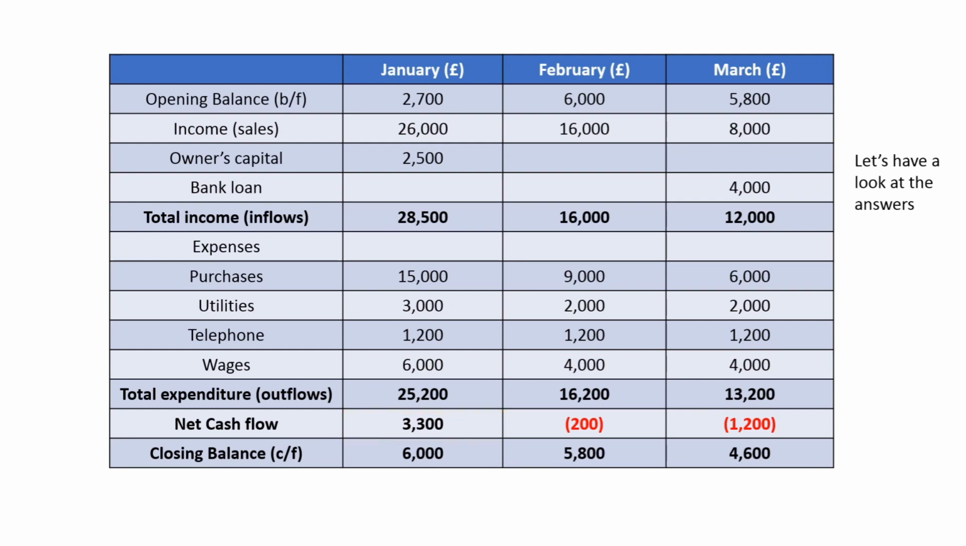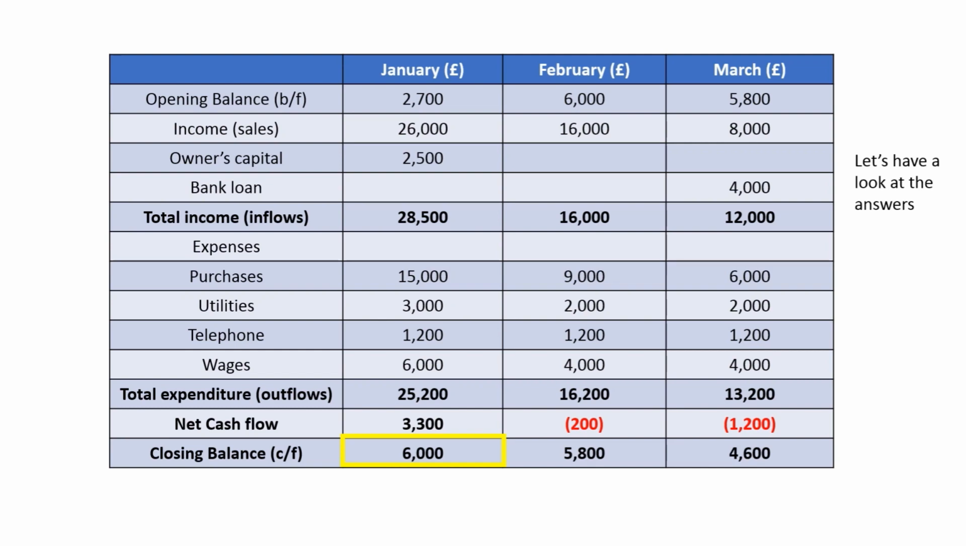We then conclude with our closing balance. How do we get our closing balance? The formula is opening balance plus net cash flow. So in January, our opening balance was 2,700. We then add our net cash flow of 3,300, which gives us a figure of £6,000.